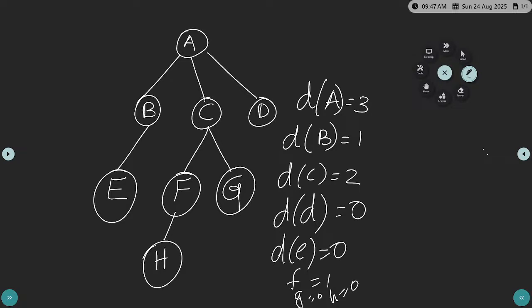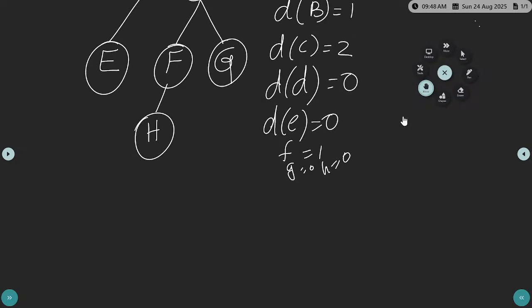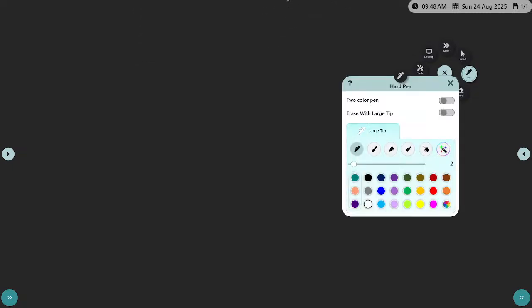Write down, what do you mean by a spanning tree? What is a spanning tree? It should not form any cycle. First concept is it should not form any cycle. Write down, a spanning tree is defined as a subgraph of a connected graph.